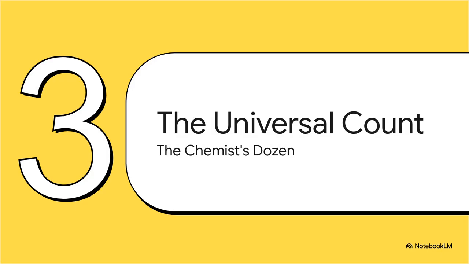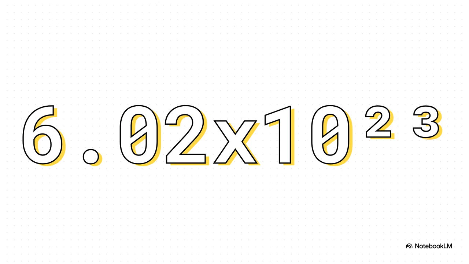Okay, so we know what atoms are, we know how they build molecules. But this brings up a huge problem for chemists. I mean, how on earth are you supposed to count particles that are way too small to see and exist in numbers you can't even imagine? You use a really, really big number. This number right here is Avogadro's number.